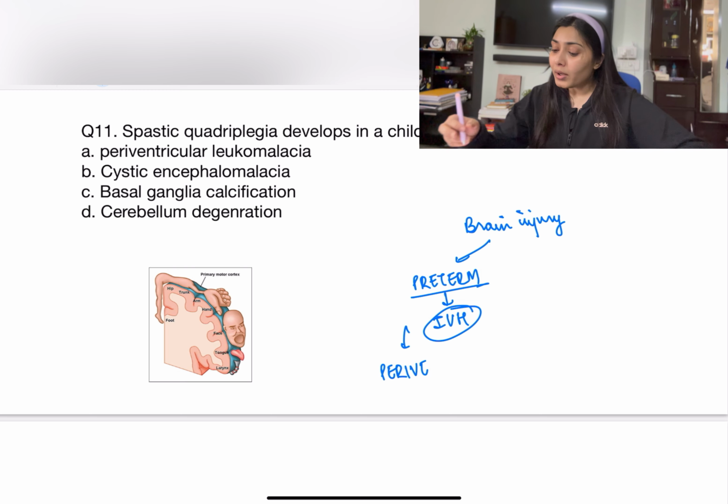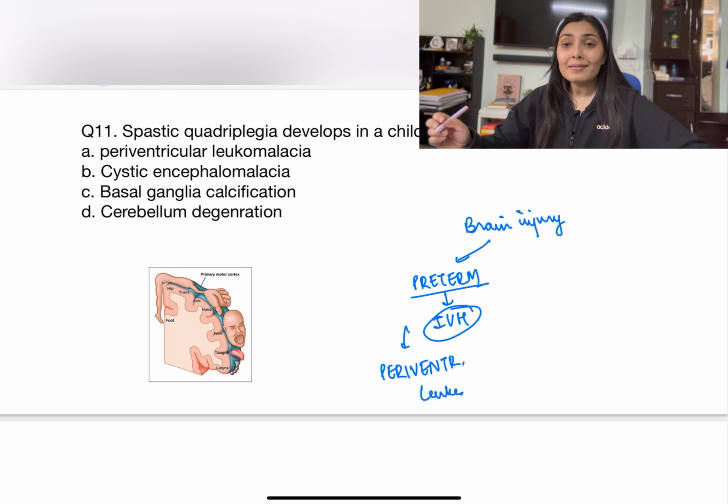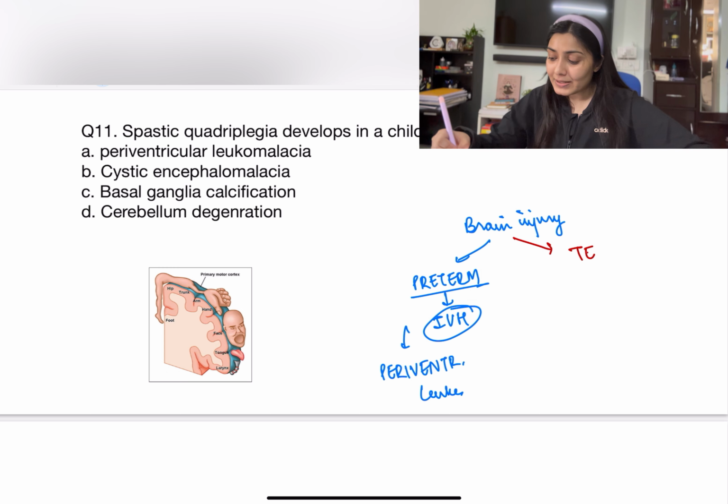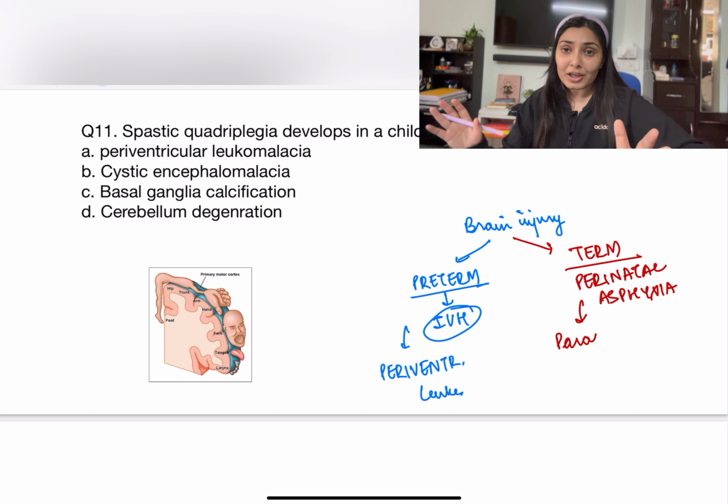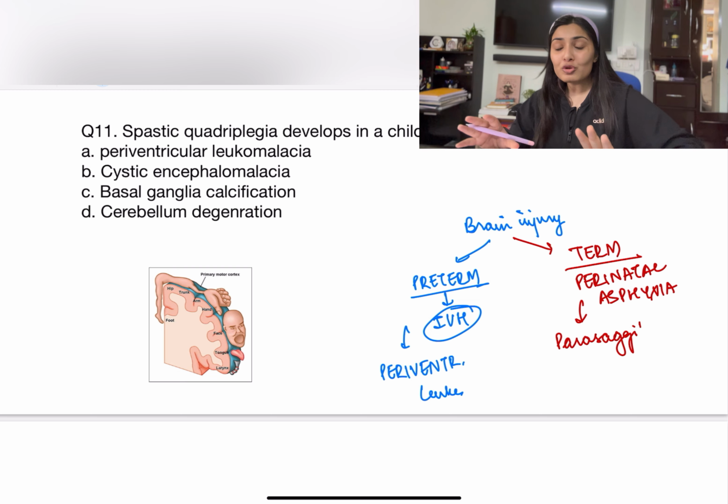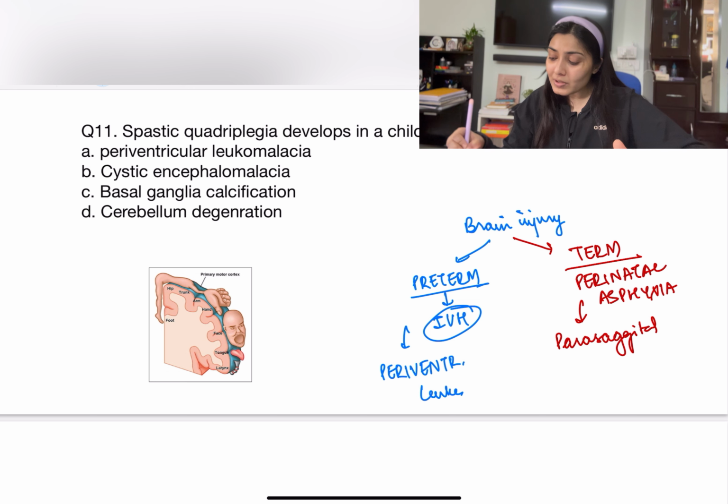On the other hand, if we talk about term babies, the primary brain injury in them happens due to perinatal asphyxia. The baby did not cry at birth and had perinatal asphyxia. So in this baby the parasagittal area would be affected, right? Parasagittal area would be affected. So this child is going to develop parasagittal area infarcts that progress towards development of cystic encephalomalacia.